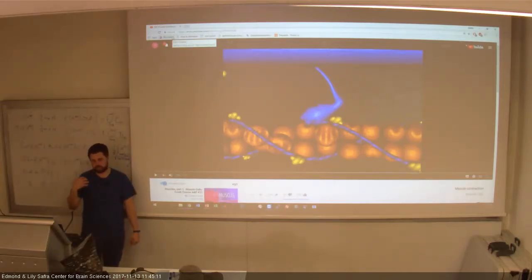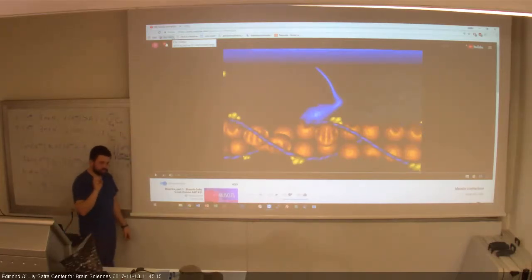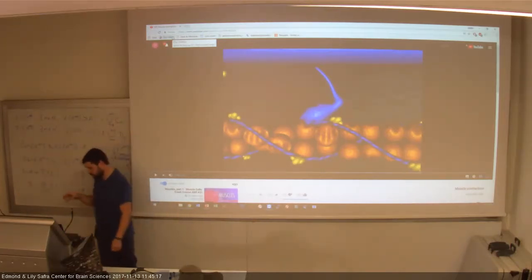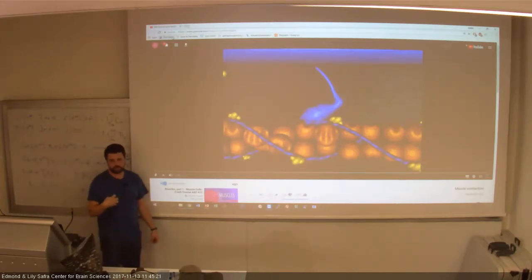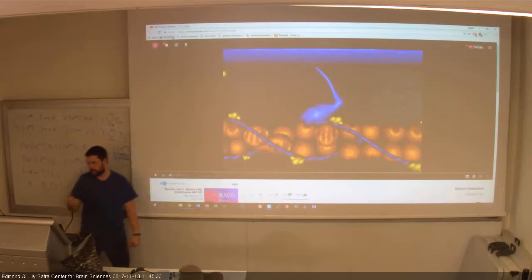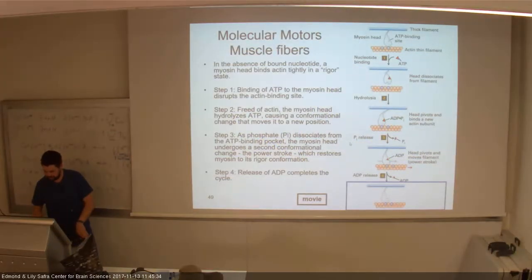Whenever the activation from the nerve fiber stops, the calcium is very quickly pumped back to internal storage in the cell, and the binding sites are blocked once more, and the contraction stops. Okay, so we'll take a break, and we'll return afterwards.